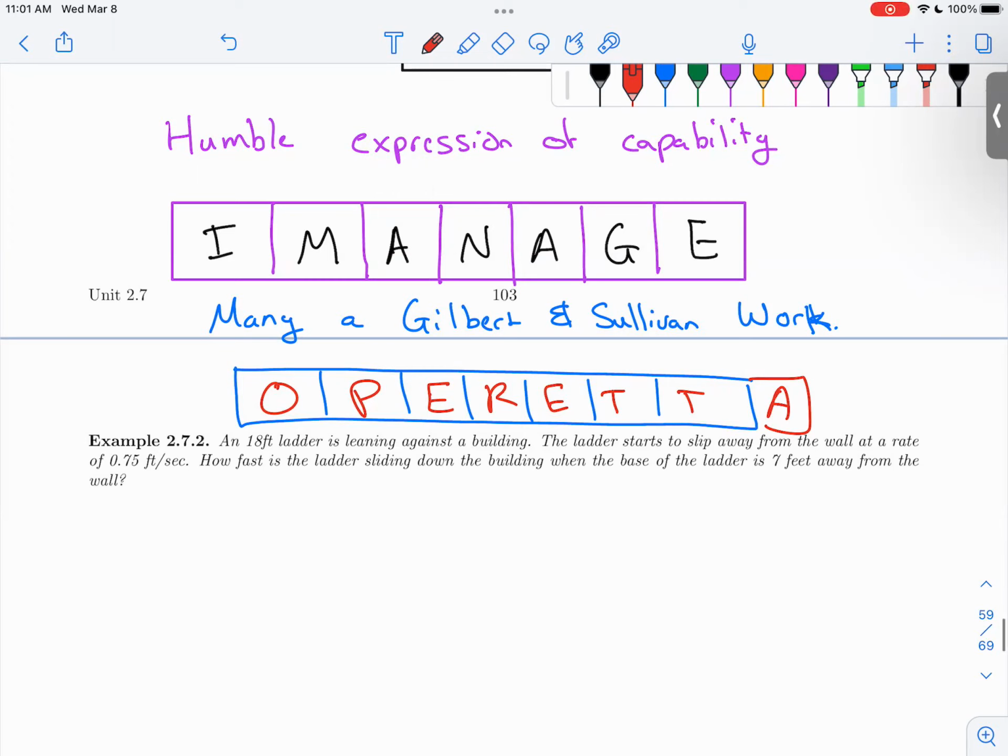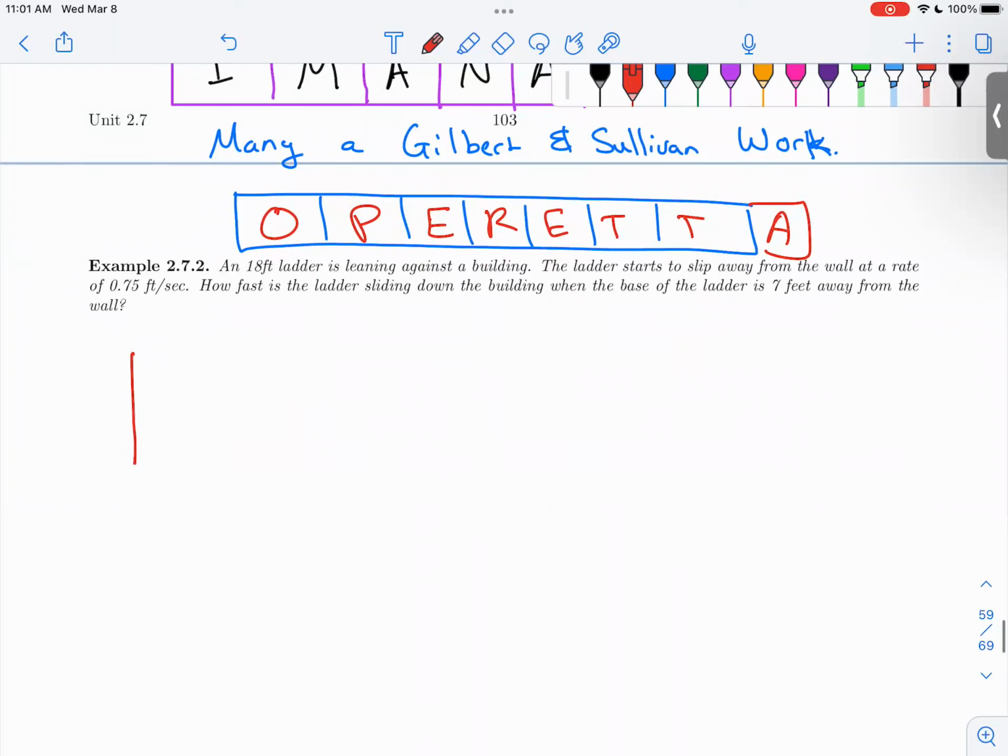So we got this little building. Oh, wrong color. Got a little house. And we have our little ladder. And it's sliding down, and it's sliding away. So it's sliding down and it's sliding away.